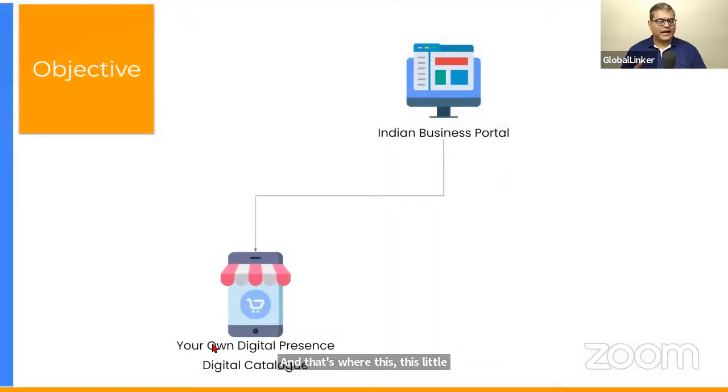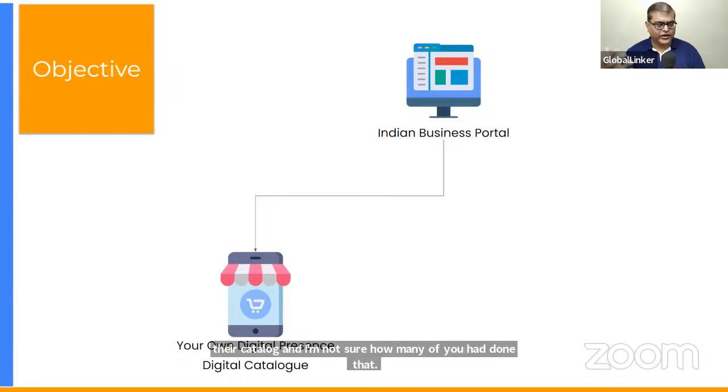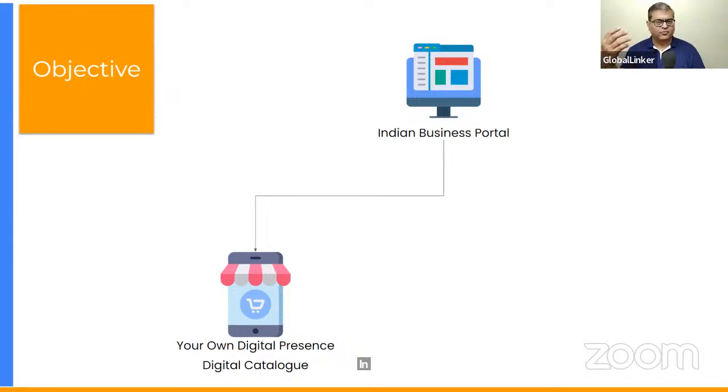Now, when it comes to building websites or creating a digital catalog, and I'm not sure how many of you have done that in the past, there are multiple cost elements associated. For example, you have to take care of hosting, annual maintenance charges, SSL, and domain registration, etc. Right? So there are a number of variables which are there.